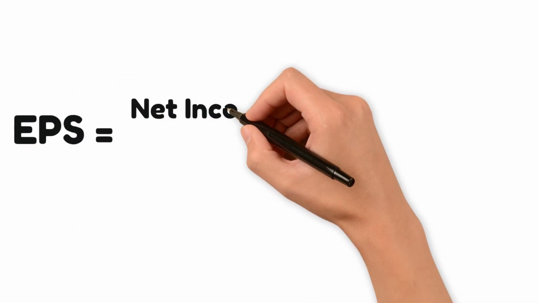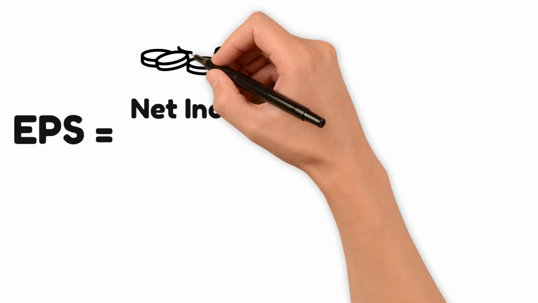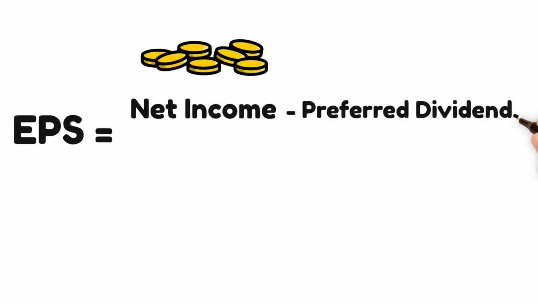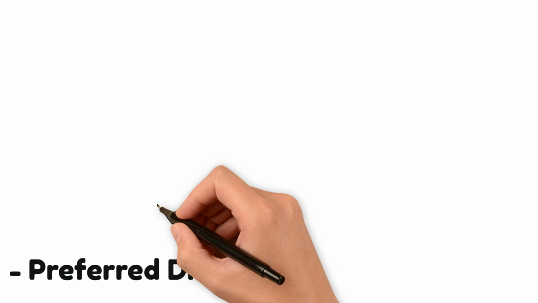Let's start with the formula at the top: net income, which is the total profit the company earns after all expenses and taxes, minus the preferred dividends. And you may be wondering what the preferred dividends are.